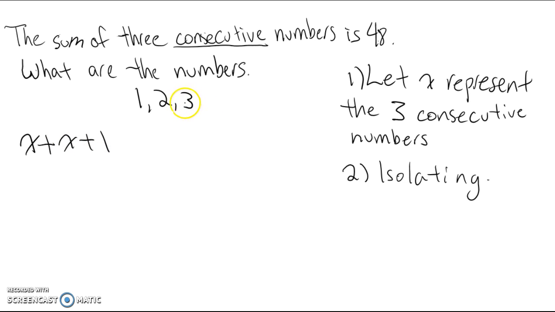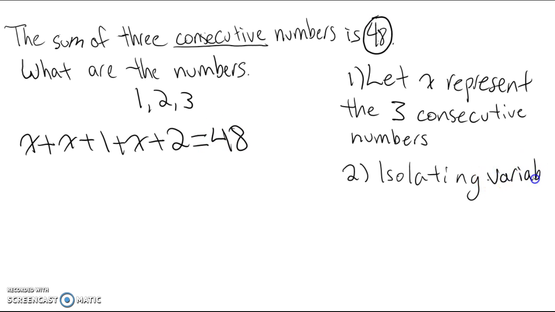3 and 1 have a difference of positive 2. So we put plus x plus 2. Since it's an equation, we write equals, and then we have here 48. Isolate variable. Okay, now let's get started here. I'm just gonna put a few more equal signs. Remember, equal signs must be in a straight line.